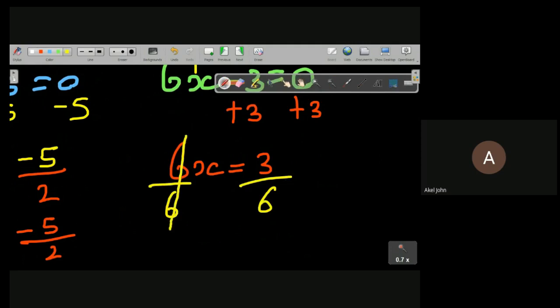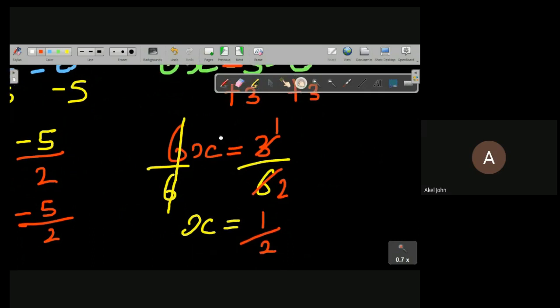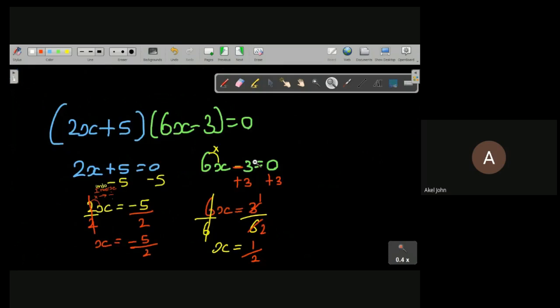The 6 would cancel off. Therefore, x is equal to 3 over 6, and this can be reduced. 3 can go into 3 once, and 3 can go into 6 twice. So therefore, x is equal to a half. Our two solutions for this binomial quadratic equation are x is equal to -5/2 and x is equal to a half.